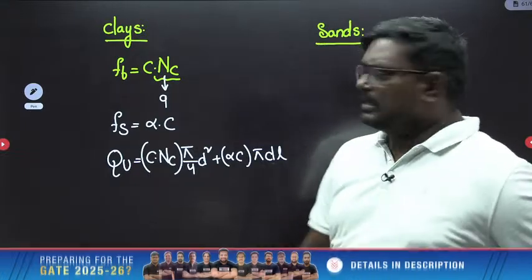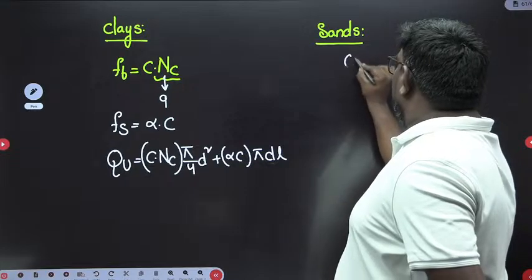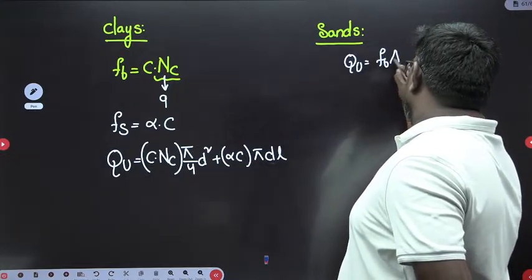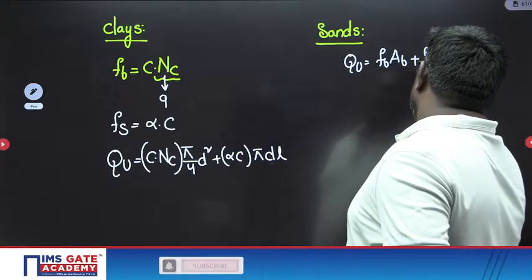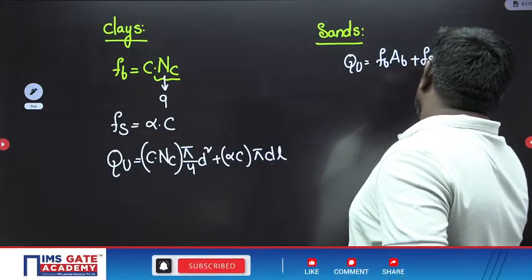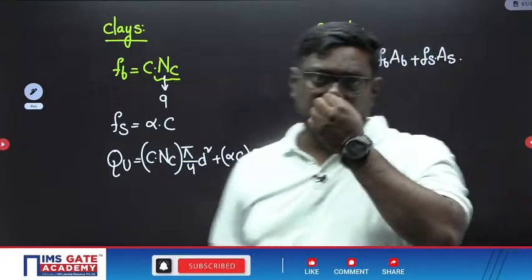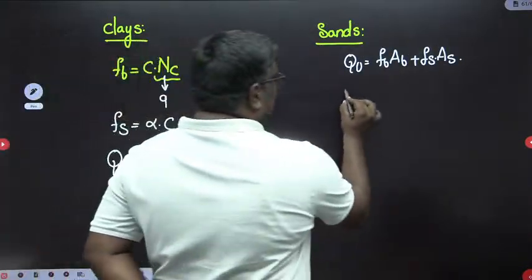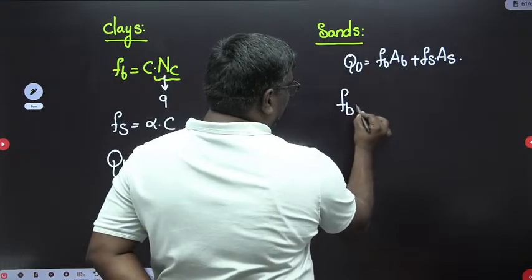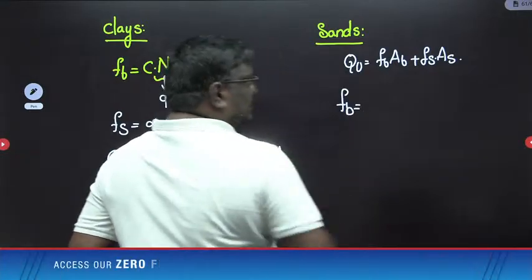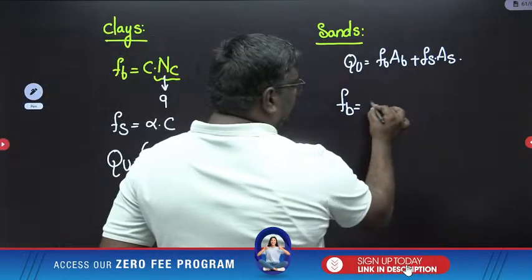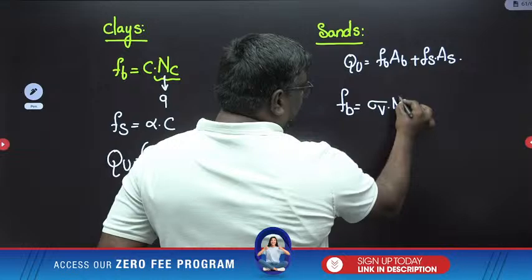see for sands, see students, ultimate load QU is given as FB into AB plus FS into AS. Yes or no, sir? Now see students, what you have to do here. Here I will tell you what to do. FB, sir, FB is nothing but what, sir? Can anyone tell me? FB is nothing but sigma V into NQ.